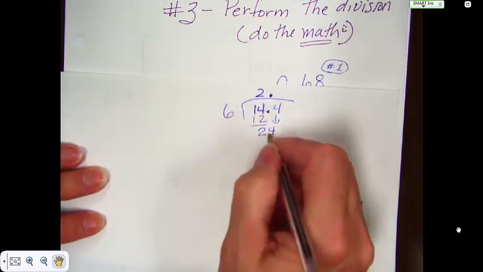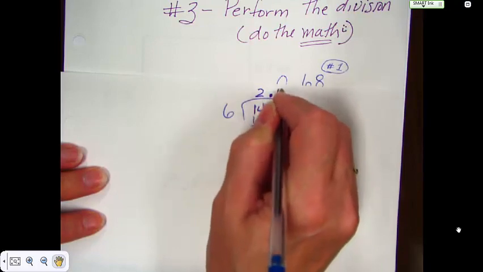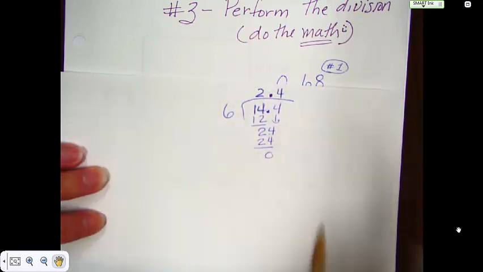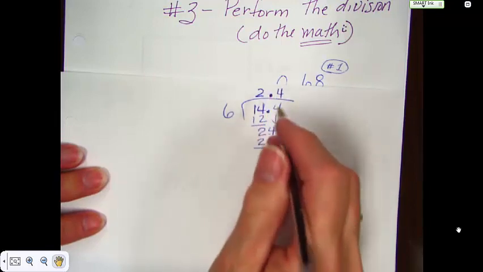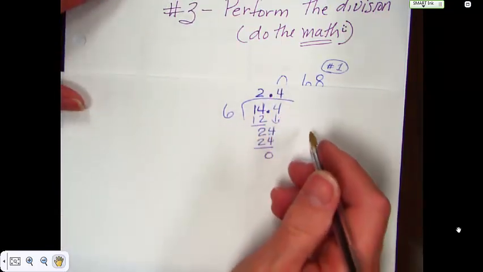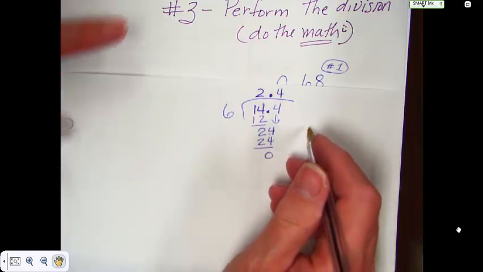Does 6 go into 24? Yes, it does. It goes in 4 times, and that is 24 with no remainder. So 14.4 divided by 6 is 2.4. Again, if you remember to bring up the decimal point, you won't have to hassle with it. You won't have to worry about it being in the wrong place because it's already there.